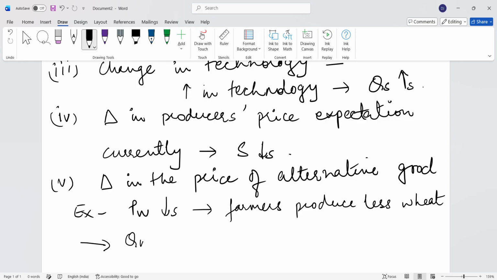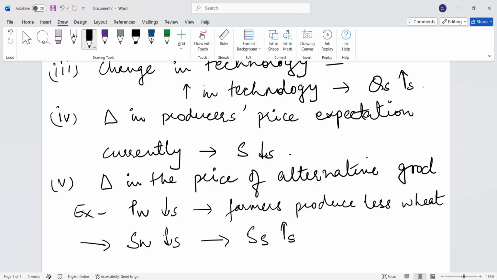That basically means that the supply of wheat in the market decreases. But then the farmers find that the price of soybean in the market is pretty high, so they switch to soybean production. And so the supply of soybean in the market increases.